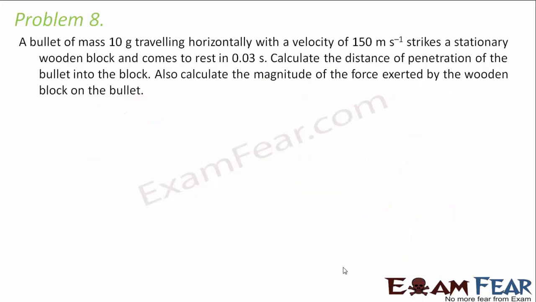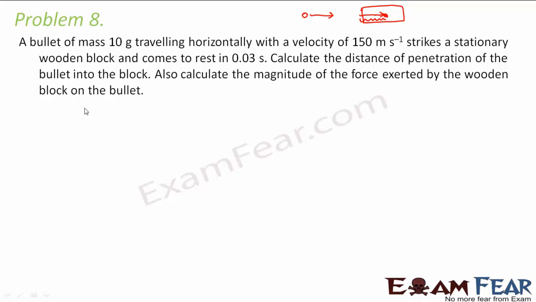Let's look at the next problem. A bullet of mass 10 grams traveling horizontally with a velocity of 150 meter per second strikes a stationary wooden block and comes to rest in 0.03 seconds. Calculate the distance of penetration of the bullet into the block. So that means you have a bullet which is traveling with some velocity 150 meter per second. So this bullet will strike this wooden block, and after striking the wooden block, it will come to rest in 0.03 seconds. So let us suppose it came to rest at this point. So we have to calculate this distance of penetration, right?